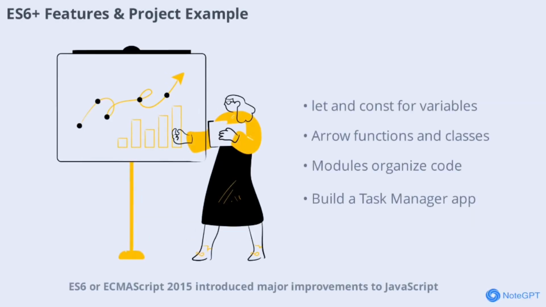ES6, or ECMAScript 2015, introduced major improvements to JavaScript. Features like let and const for variable declarations, arrow functions for concise syntax, template literals for easy string formatting, destructuring for extracting values, and modules for organizing code make development smoother. New data structures like map and set, as well as promises and classes, further enhance the language.